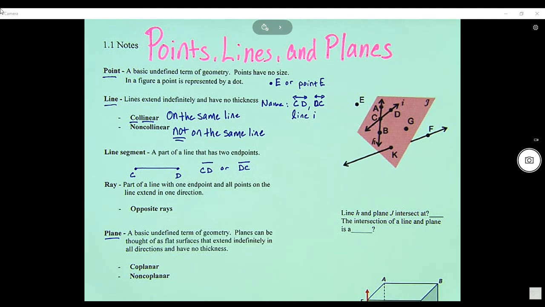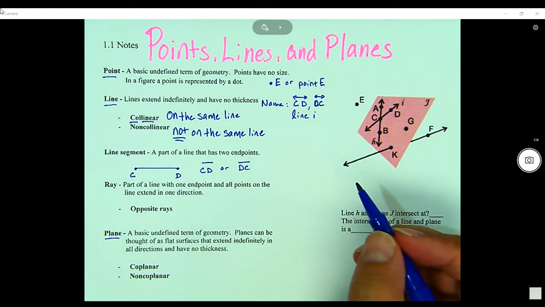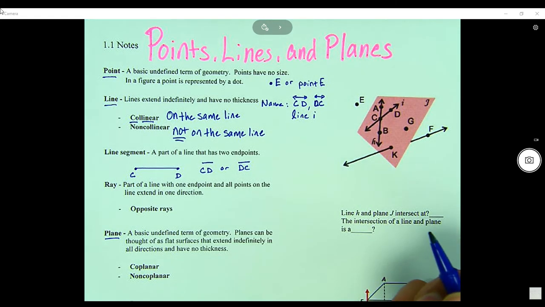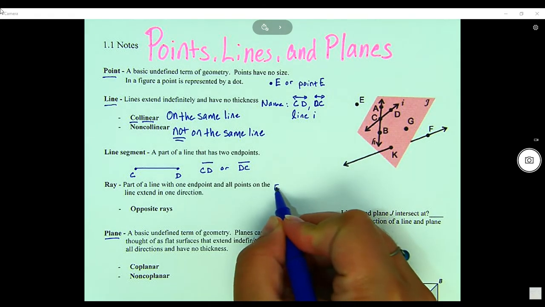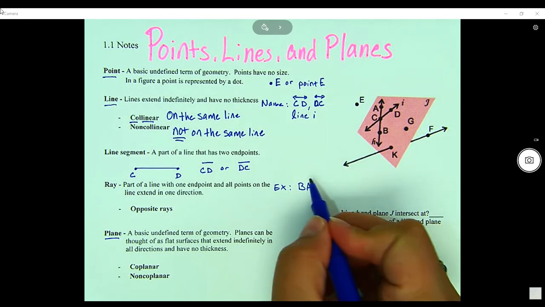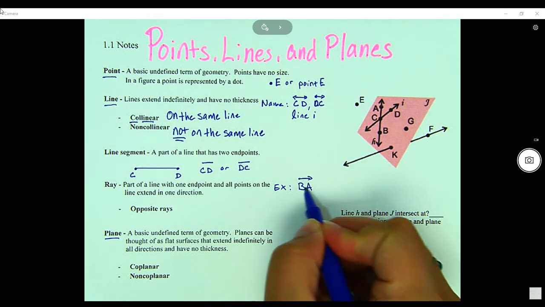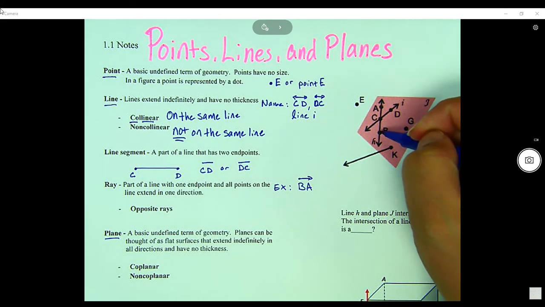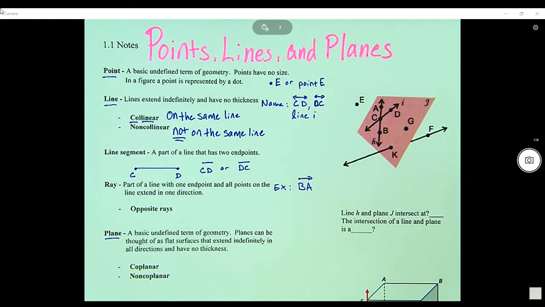A ray is part of a line with one endpoint, and all points on the line extend in one direction. So a good example would be ray BA, where B is the endpoint and A is the direction that it extends to. So that would be that ray going up.